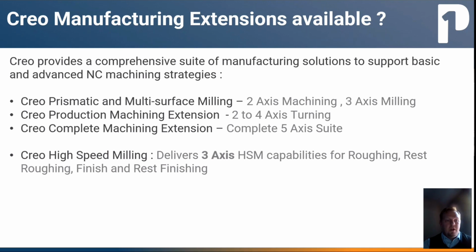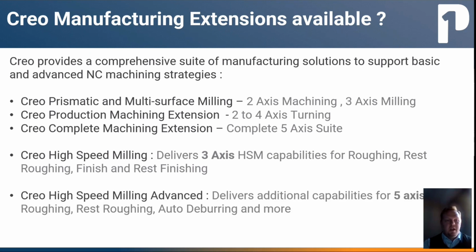And then we also offer Creo High Speed Milling. This is for when speed is of the essence. The first one offers 3-axis capabilities for roughing, rest roughing, finishing, and rest finishing. And then we've also got the 5-axis version of that with High Speed Milling Advanced. My colleague will go into a full technical presentation afterwards, so I'm not going to go into technically what these extensions do, but that's a short overview.